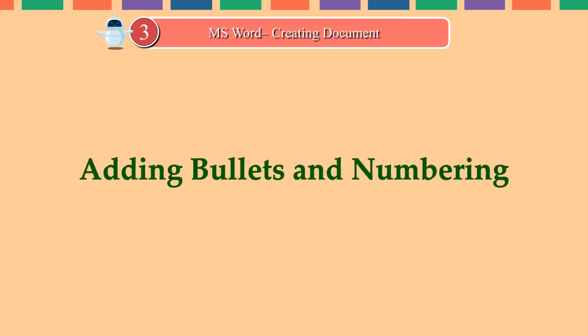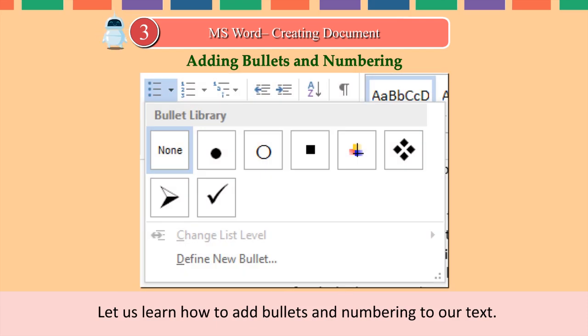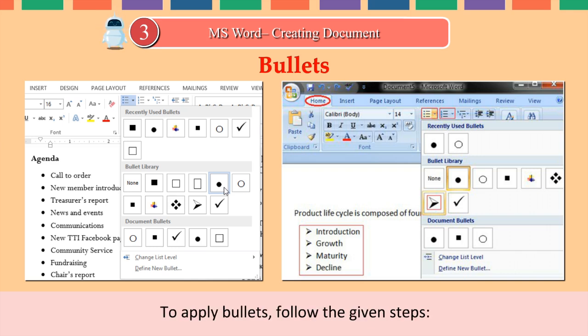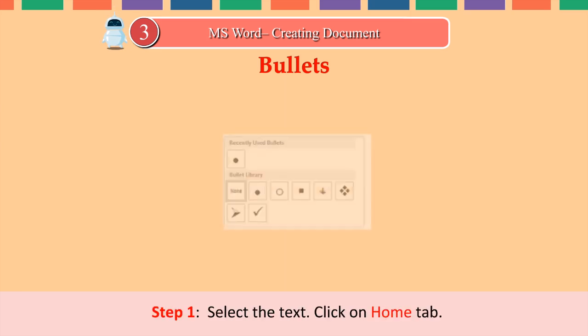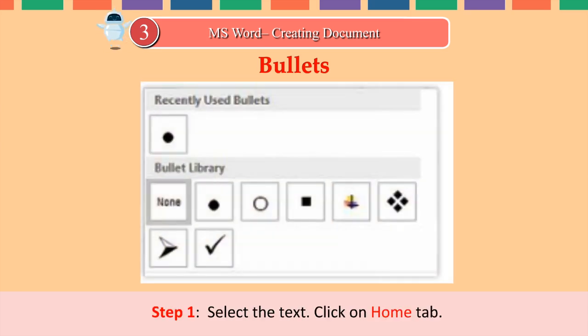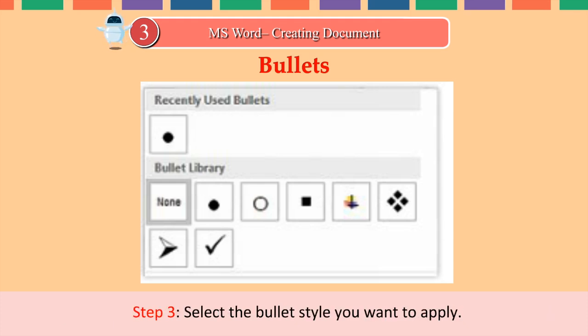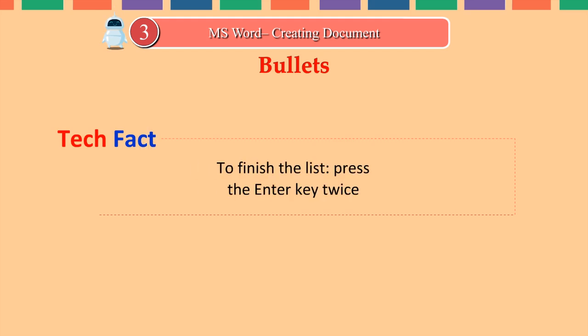Adding bullets and numbering. Let us learn how to add bullets and numbering to our text. Bullets. We use bulleted list when the order of items in a list doesn't matter. To apply bullets, follow the given steps. Step 1. Select the text. Click on Home tab. Step 2. Choose the bullets option in paragraph group. A bullet library appears. Step 3. Select the bullet style you want to apply. Tech fact. To finish the list, press the Enter key twice.